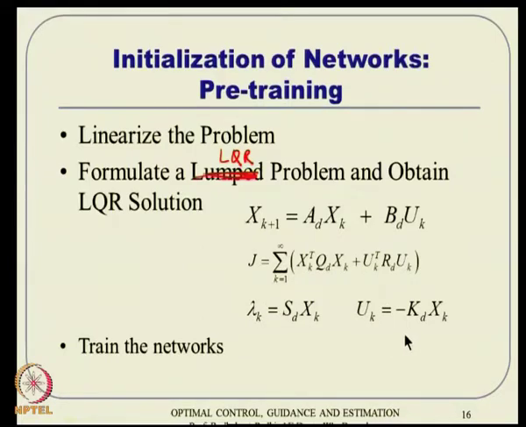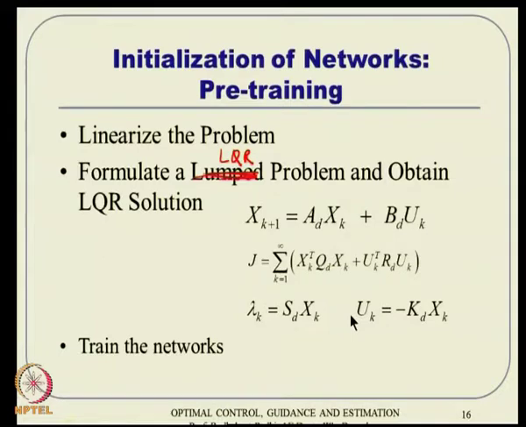As for the discrete optimal control solution, that is also one lecture I have already covered, you can see that if you want. So, lambda_k is S_D x_k and u_k is minus K_D x_k, where S_D and K_D are available from this LQR solution, by solving the Riccati equation and so on. Now, because these relationships are available, you can train the networks using these relationships, that is called pre-training.